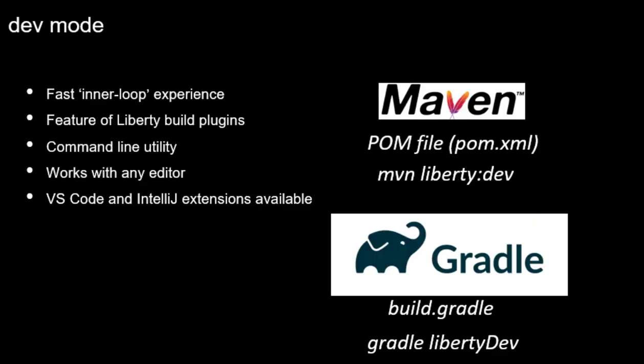Liberty provides a feature called Developer Mode or Dev Mode. When you run Liberty in Dev Mode, you can rapidly code, deploy, test, and debug applications directly from your integrated development environment or IDE or your favorite text editor. You can enable Dev Mode to work with either Maven or Gradle build automation tools.